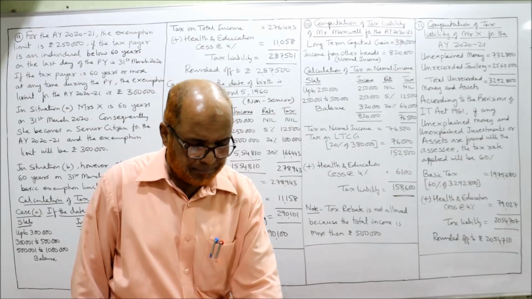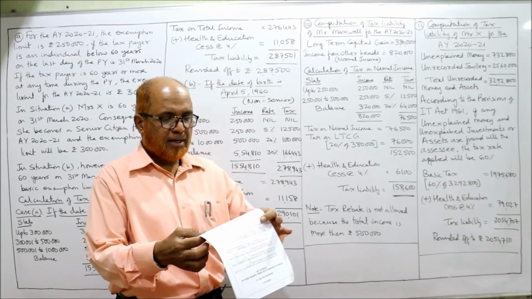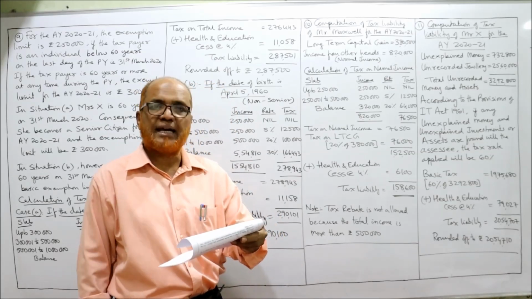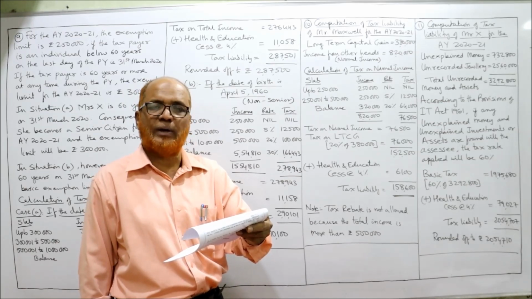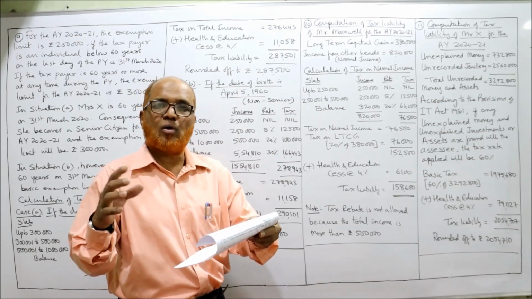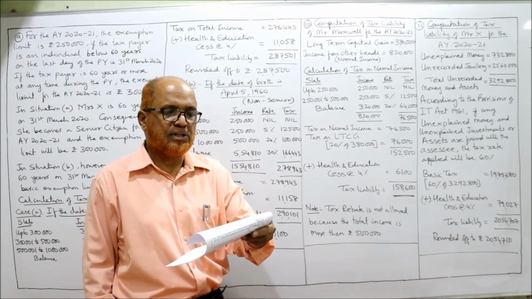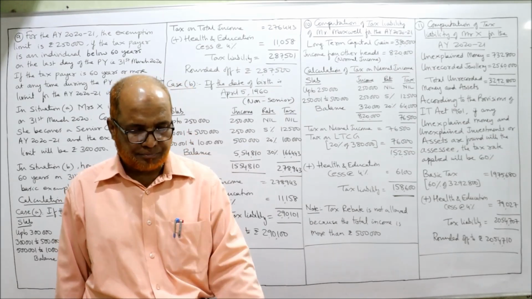Now, problem number 11. See the 11th problem. Calculate the tax liability of Mr. X if unexplained money is 7,32,800 and unrecorded jewelry worth rupees 25,60,000.